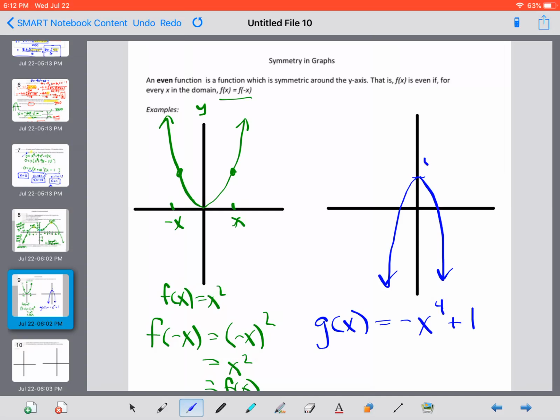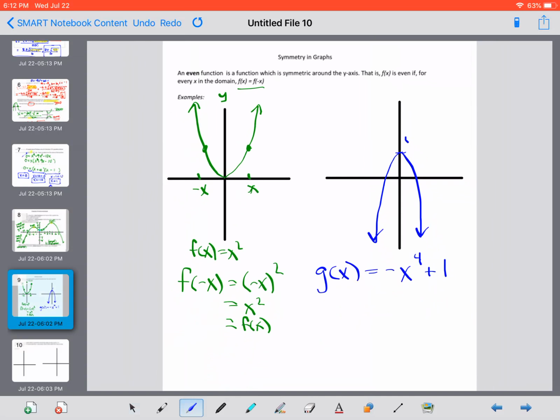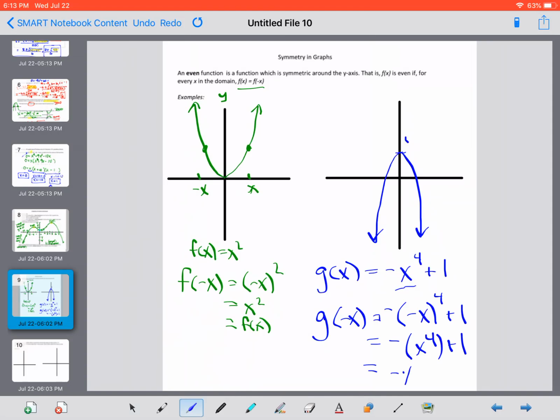And we can see that this is symmetric across the y-axis, which means that it's even, but we can also explain why it's even algebraically. In other words, we can show that g of negative x is equal to g of x. So g of negative x is going to be, I'm going to have to replace every instance of x with negative x. That would be negative of negative x to the fourth plus 1. So that's going to be negative of x to the fourth plus 1, which is, again, negative x to the fourth plus 1, which is exactly what g of x is equal to. So this is how we can show algebraically that a function is even.